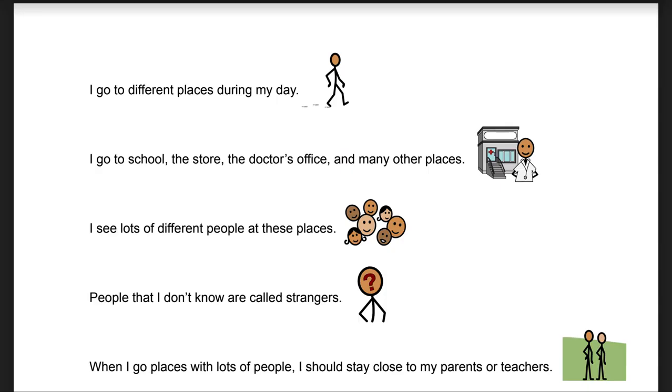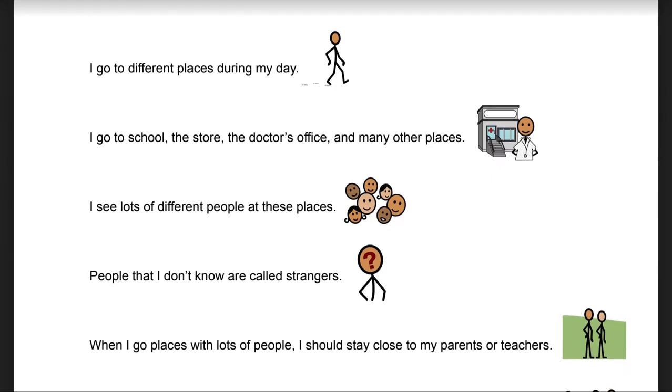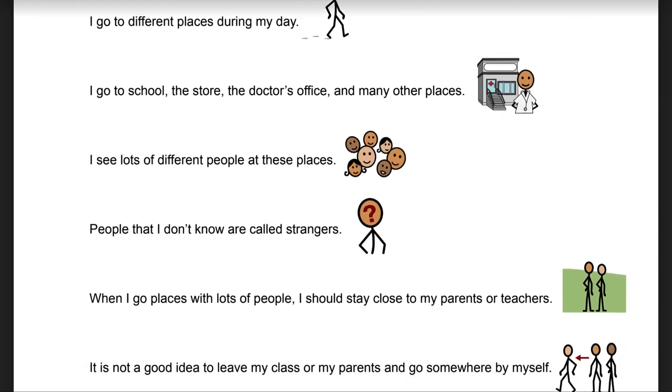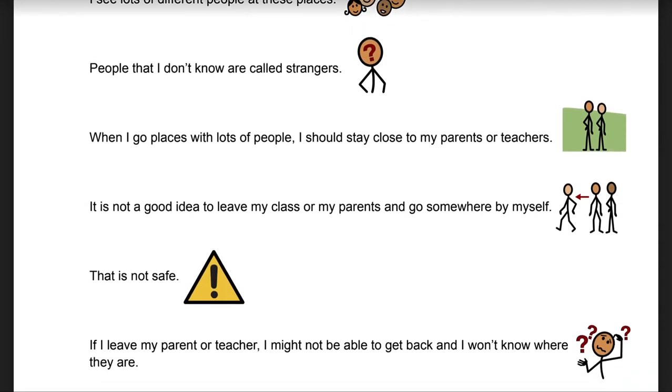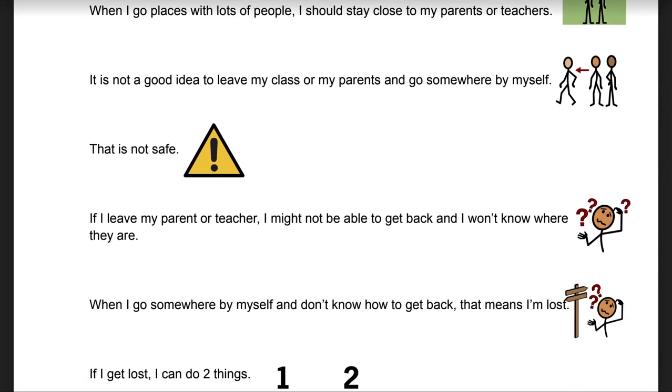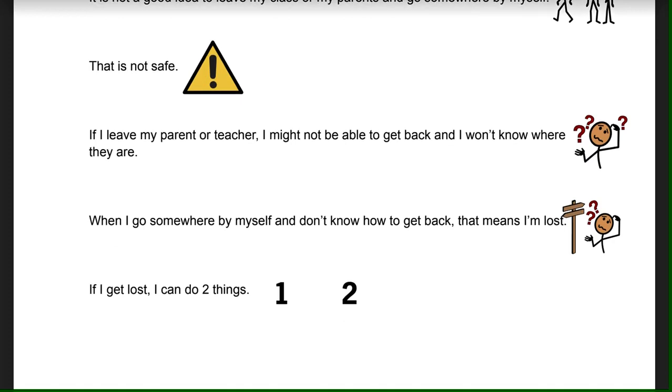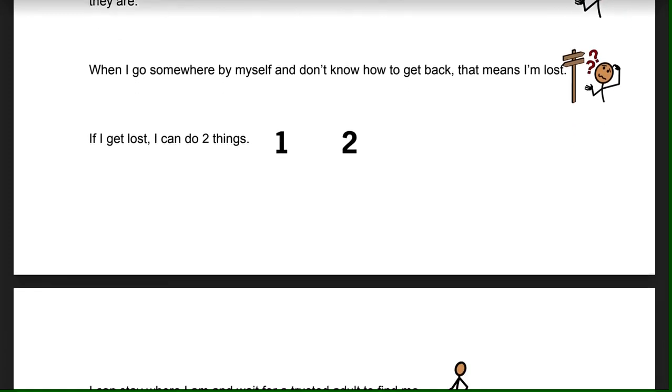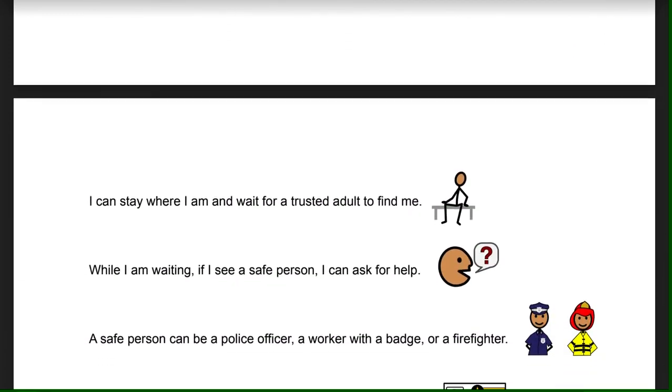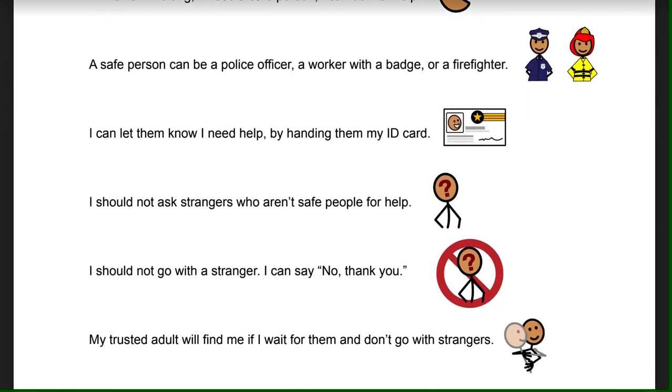This is an example of a general social story that goes over the different things that your child can do if they get lost and how they can stay safe. As you can see, this social story has a pairing of text and pictures to help make it easier for your child to understand the content.